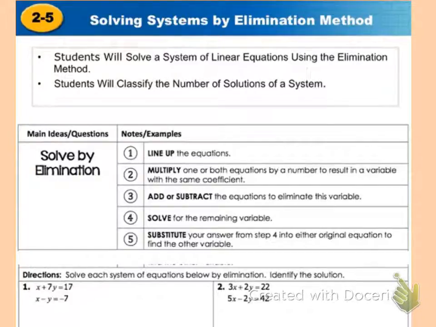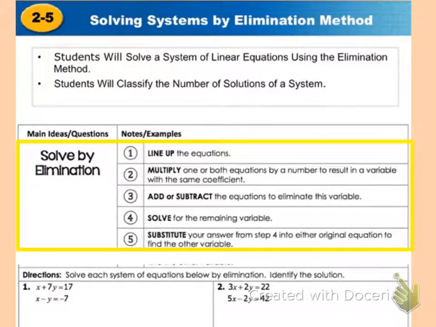Now, if that were the situation and we wanted to use substitution, we'd have to take one of those equations and put it in slope-intercept form or solve it for x instead. And so there's work entailed to do that and possibilities to make errors. And so sometimes it's more advantageous to use this elimination method. And there are basically 5 steps involved in using elimination to solve a system.